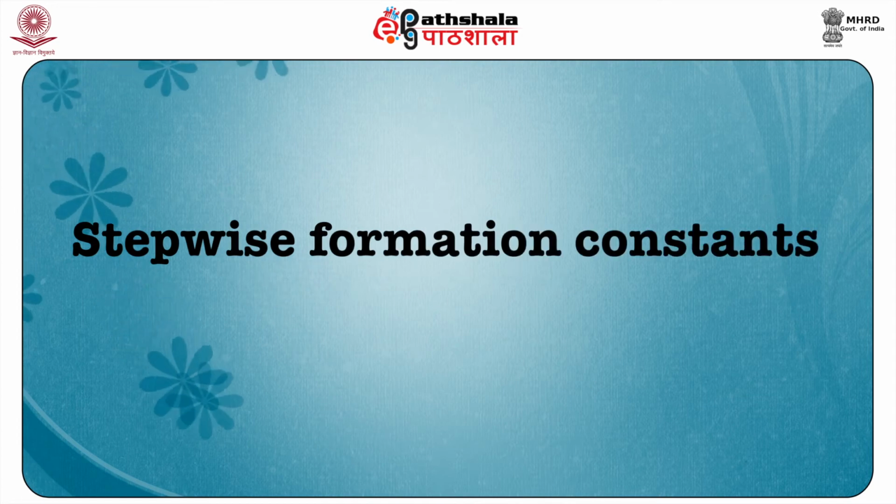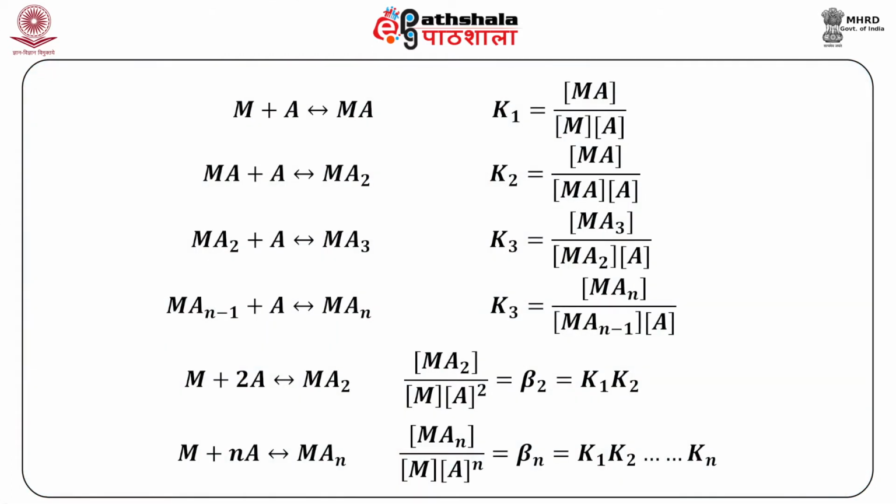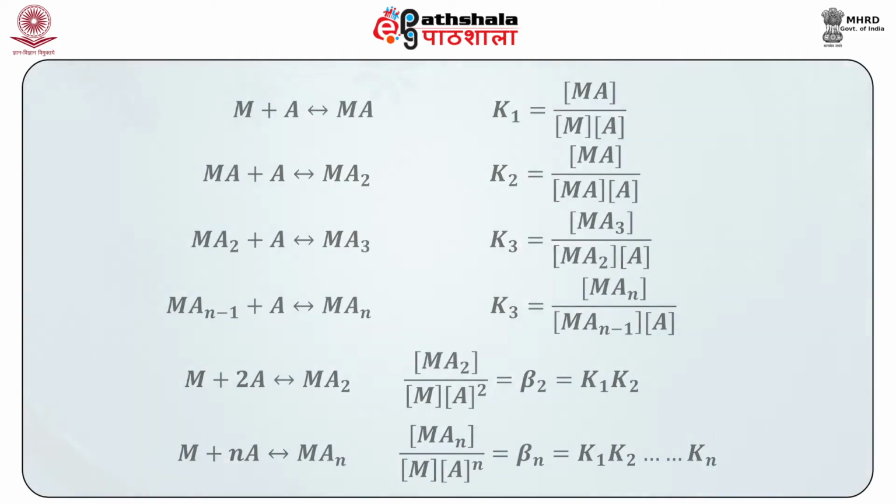Stepwise formation constant. Complex formation in aqueous solution proceeds in steps. Consider the reaction between a metal ion M and ligand A, where K1, K2 are the equilibrium constants for the different steps in complexation reaction and are called stepwise stability constants, and beta 1, beta 2 and beta n are the overall stability constants for the formation of MA1, MA2 up to MAn species respectively. In a solution containing a metal and a ligand, in general, all complex species MA, MA2, MAn will be present in addition to some free metal and ligand.